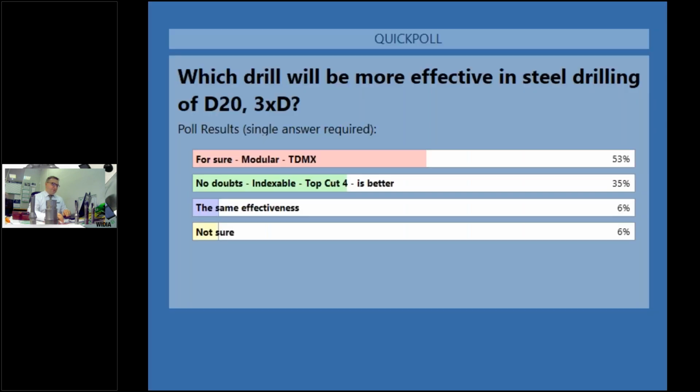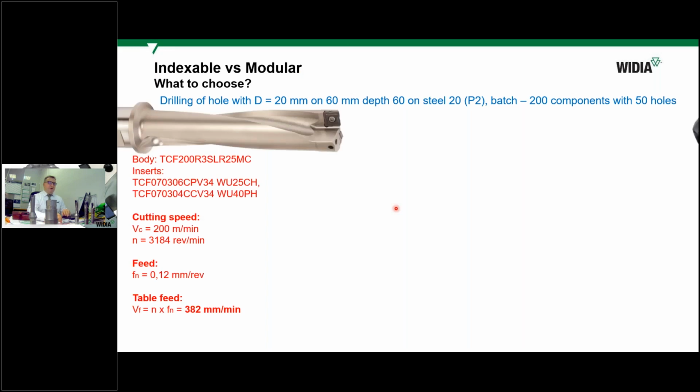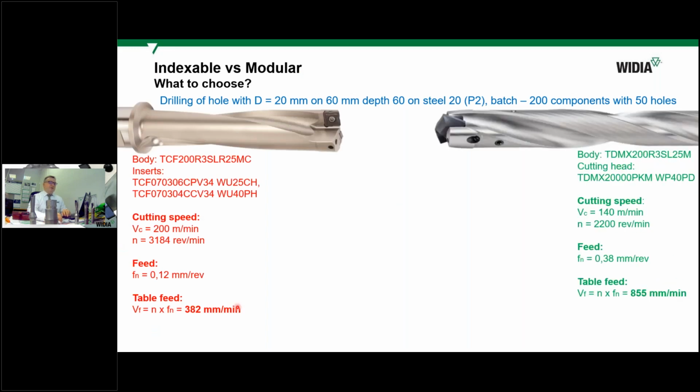The winner from the votes is the modular drill. Let's look at it a little bit deeper because effectiveness can have two meanings. Okay, now I hope you can see the presentation again. If we calculate the cutting data, as I showed how to do that, you can see that we have a penetration rate of about 400 millimeters per minute when we use a standard indexable drill with standard cutting data for steel.